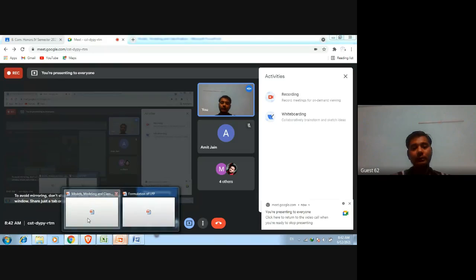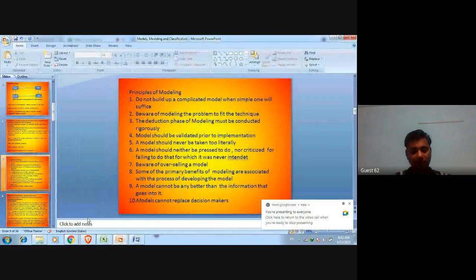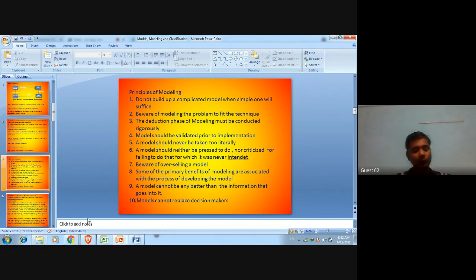Let us see the principles of modeling. What are the principles of modeling? It means what are the conditions that should be kept in mind when you are trying to construct a model? The first thing: do not build up a complicated model when a simple one would be sufficient. I have also told you that you should not use a complicated model.